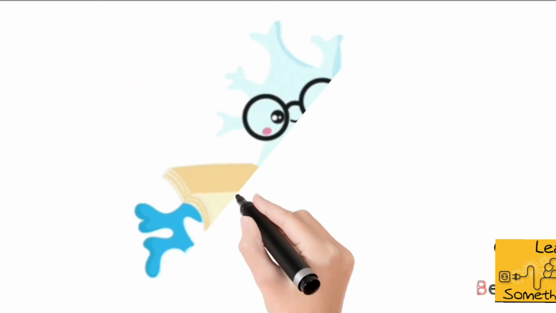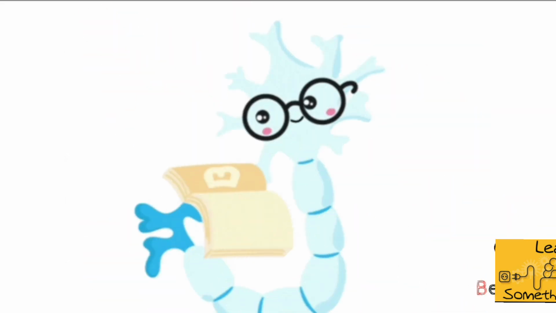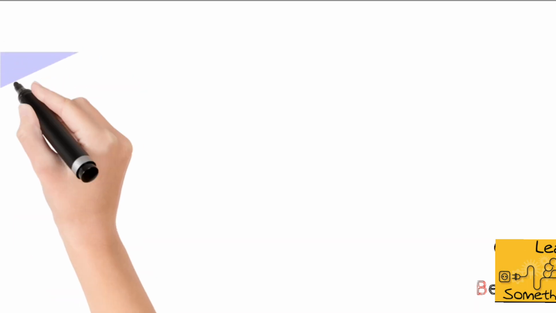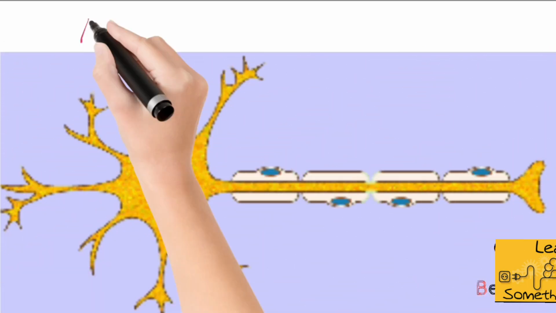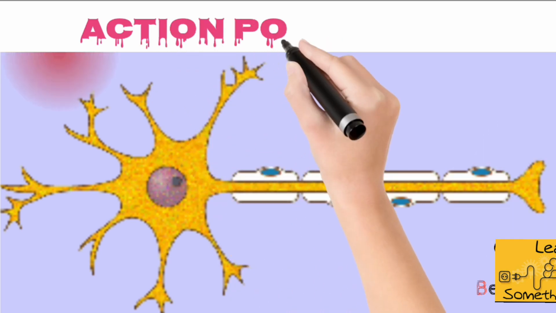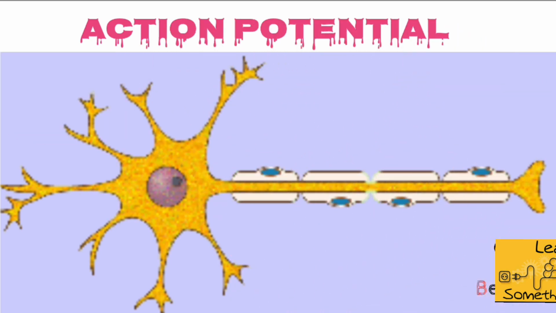So in today's video, we would be discussing how electrical signals are generated and how they propagate, or you can say travel, through a neuron. Yes, you got it right. Today we would be discussing action potential.